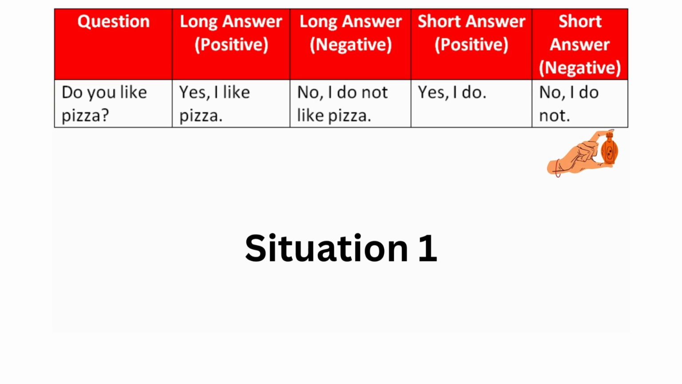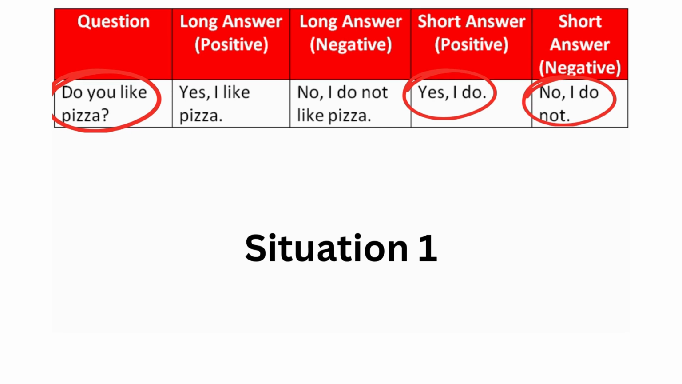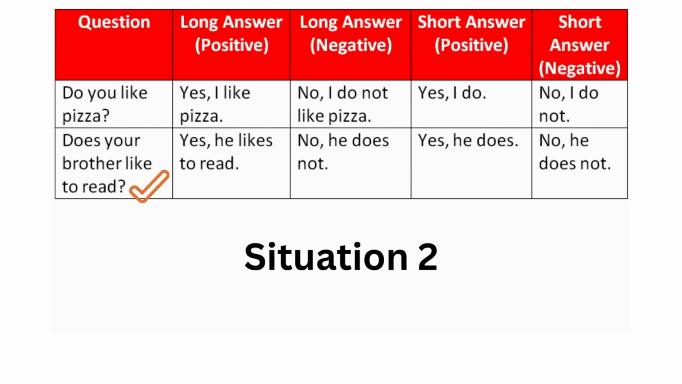You can see the first word in the question is the actual short answer. Like the question starts with the first word do. Do you like pizza? And the short answer is all about this first word from the question. The short answer is yes, I do. No, I do not. So the first word in the question is the actual short answer. Let's take a look at the next situation.